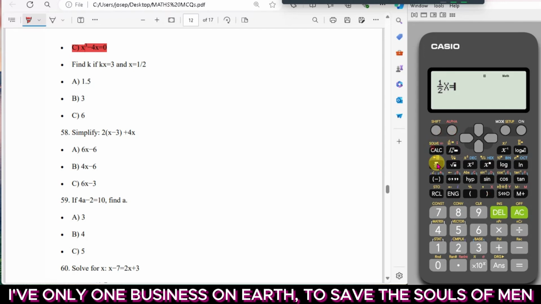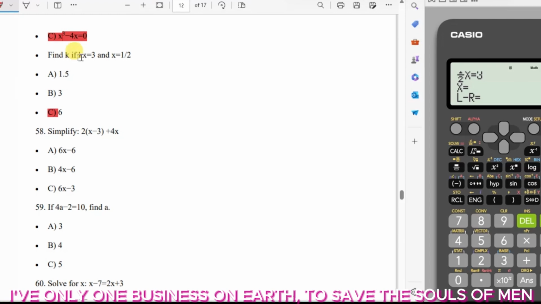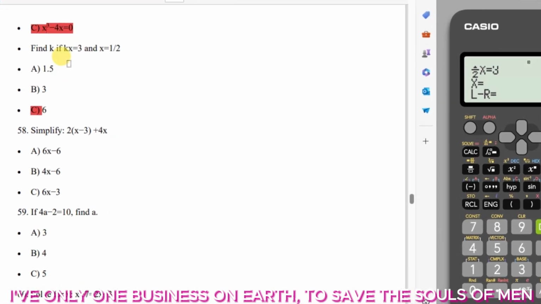So the answer is 6, and you can better still solve it. So we've done that, we have 1 over 2 k is equal to 3, then you cross multiply by 2, and you get k to be equal to 6.